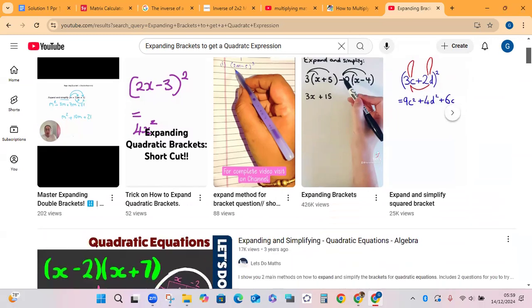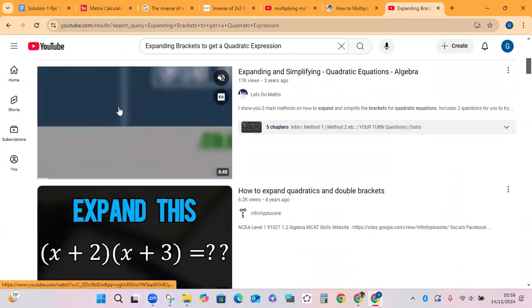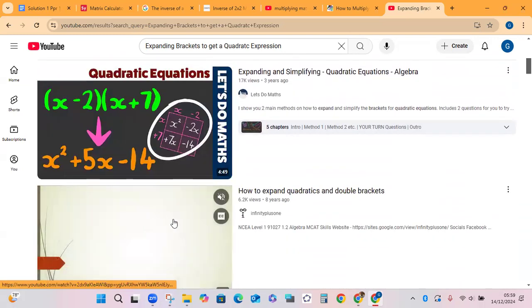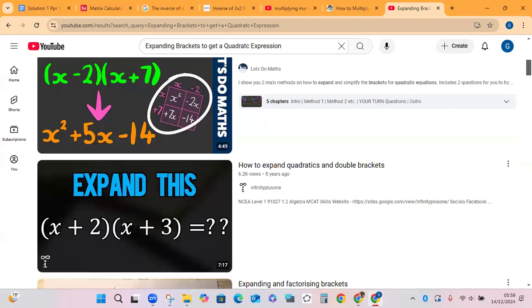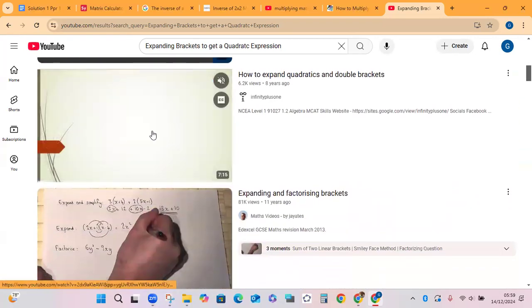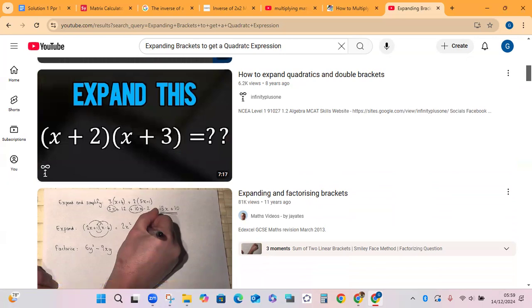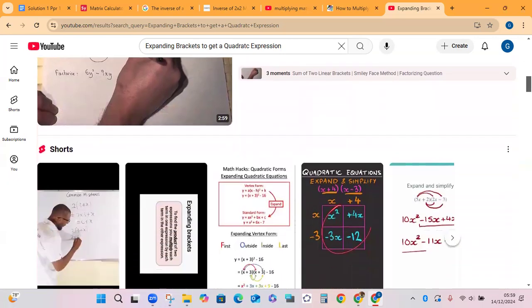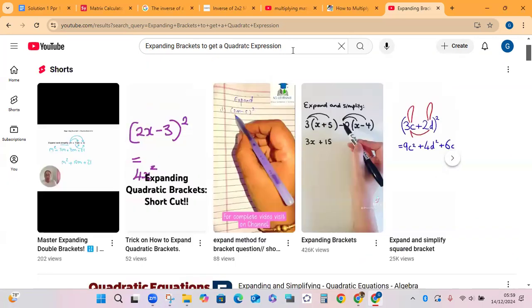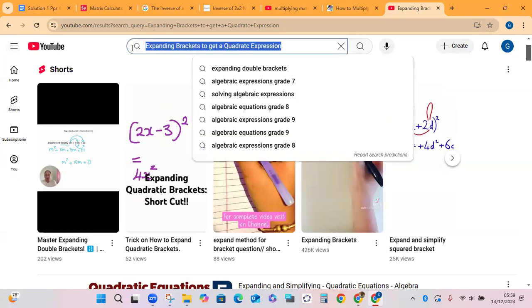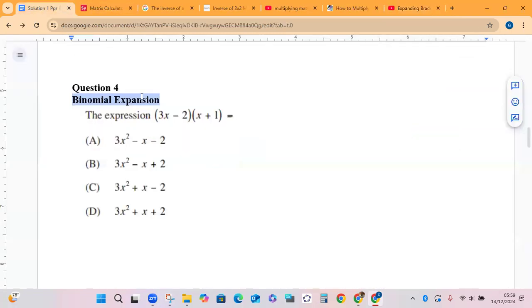Okay? So here it is. Here you have different examples. You must get a quadratic expression when you finish expanding this. How to expand quadratics, double brackets. Okay, you have different ways of explaining it. So let's just copy this and let's use this as the topic for this question. Expanding brackets to get a quadratic expression.